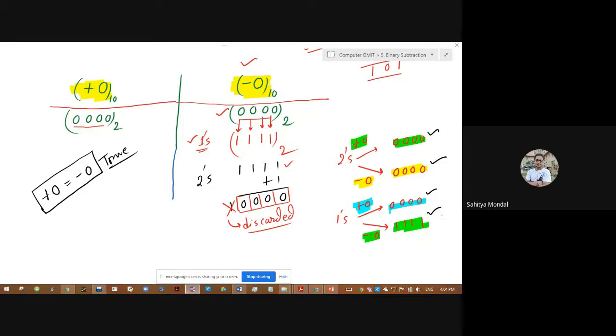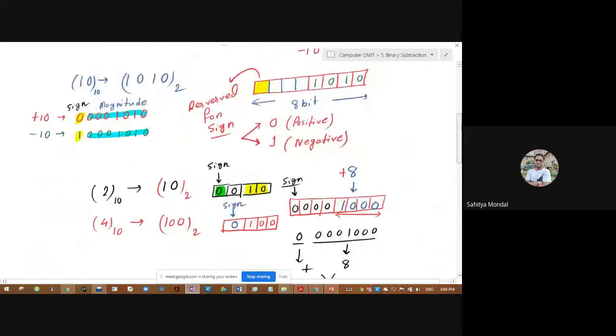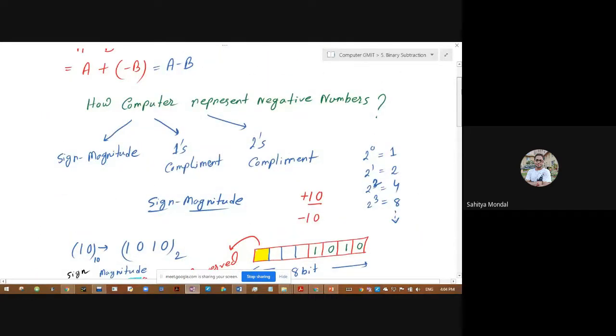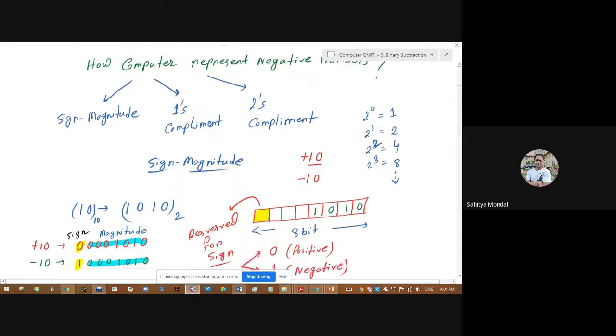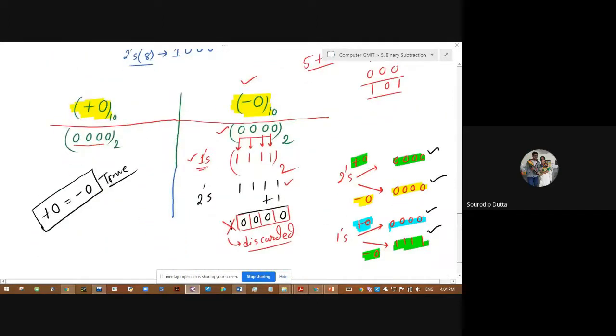No. Sign magnitude. Forget about sign magnitude. Sign magnitude gets sorted for the first time. After that, one's complement, then two's complement comes. Okay, forget about the sign magnitude part.